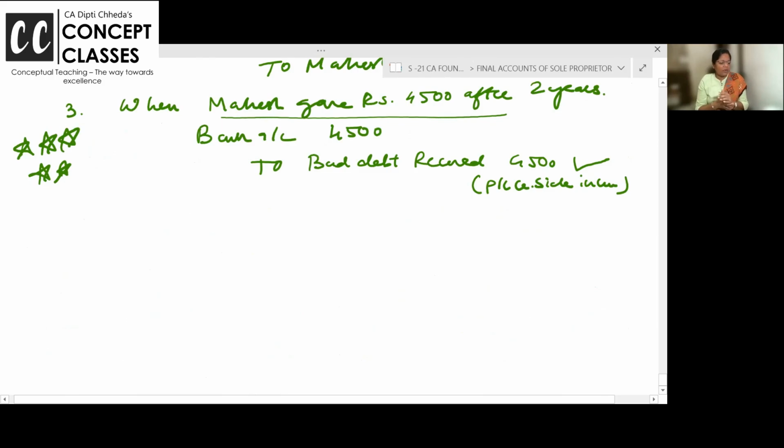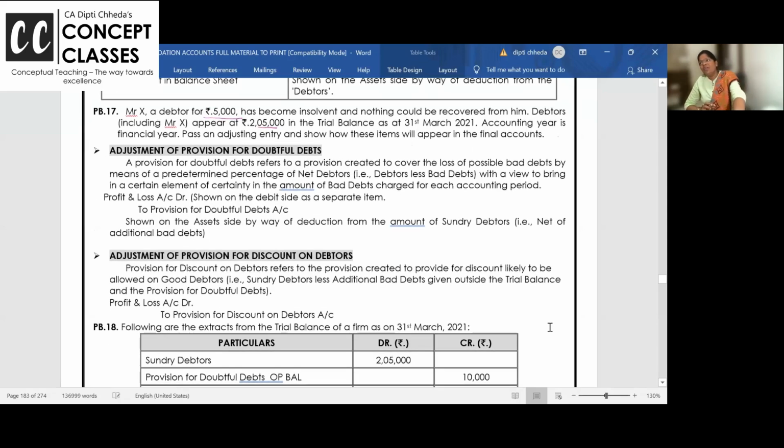Okay. Now we will go for next concept, that is provision for bad and doubtful debts. I know that some of the debtors will be bad, but I don't know how many. So I will make a provision, just tentatively. A provision for doubtful debt refers to provisions created to cover the loss. Provision is always created on debtors minus bad debt. Debtors minus which are 100% bad debt out of 2,05,000.